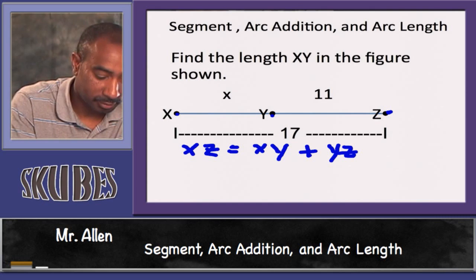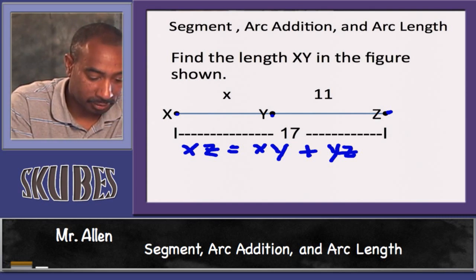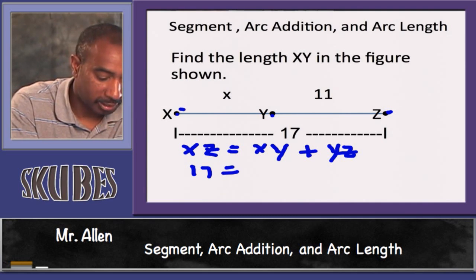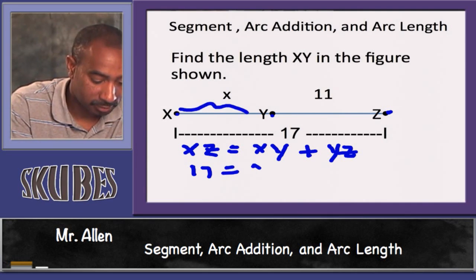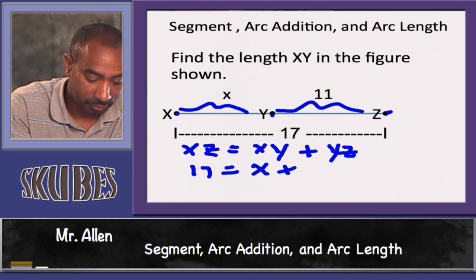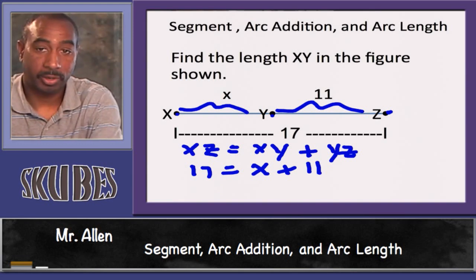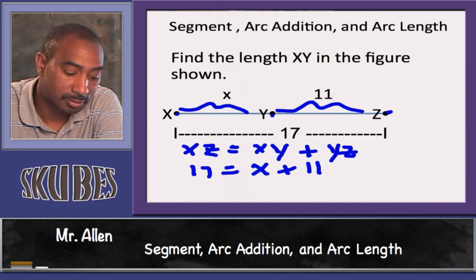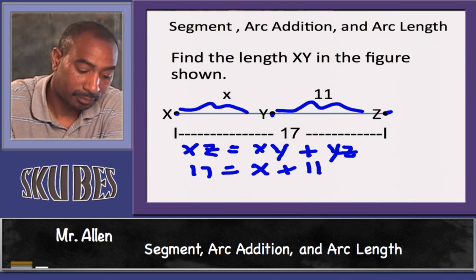So we know that XZ has a length of 17. We know that XY has a length of X. We know YZ has a length of 11. So you're left with this equation: 17 equals X plus 11.